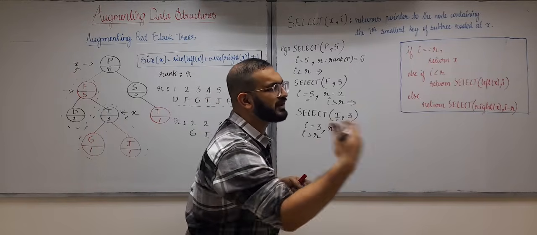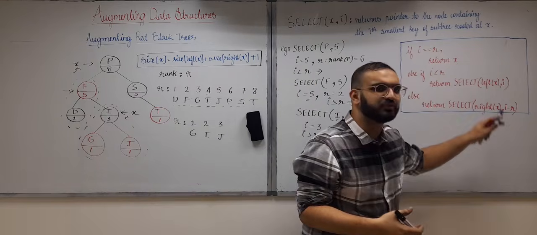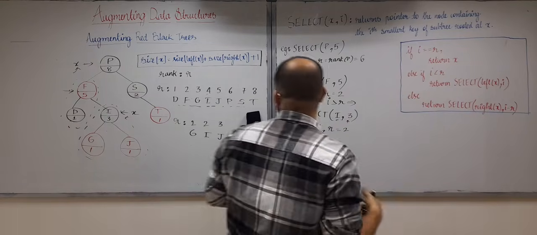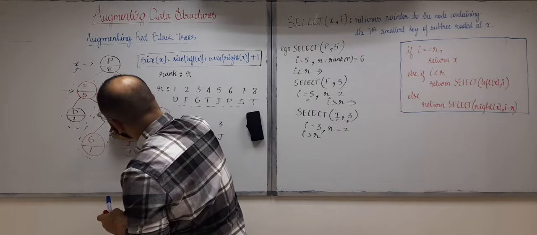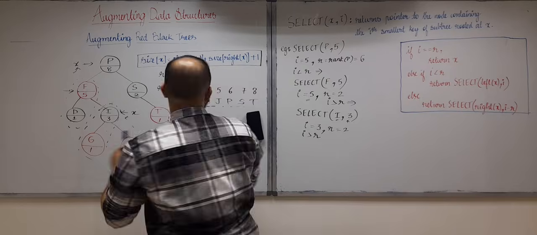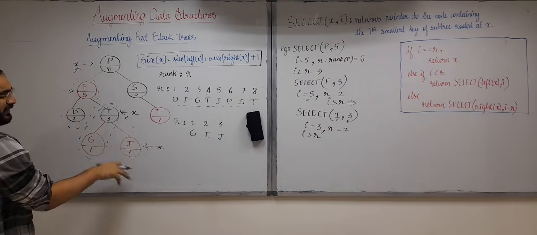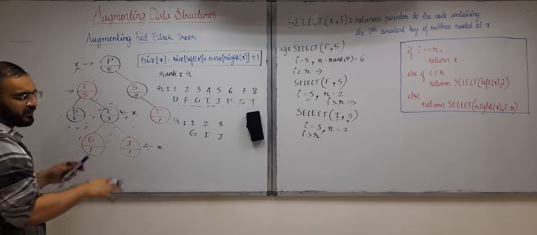So we need to move to the right subtree, right? Even intuitively you will understand that we need to move to the right subtree. And apart from that, we will no more consider these 2 nodes, I and its left subtree. Why? Because we are moving to the right subtree. Now this will be our new subtree, the subtree that is rooted at j, right?